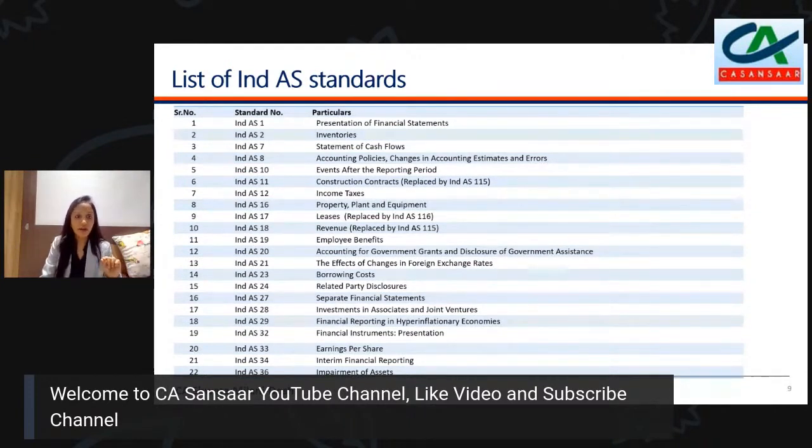Moving on to the next standard, which is Ind AS 21, the effects of changes in foreign exchange rates. You had a corresponding standard called AS 11. In AS 11 and Ind AS 21, conceptually everything is similar, but an important concept in Ind AS 21 is determination of functional currency. So functional currency is a currency which is of prominent importance to the entity. Whichever currency is of prominent importance to that particular reporting entity is the functional currency of the entity.